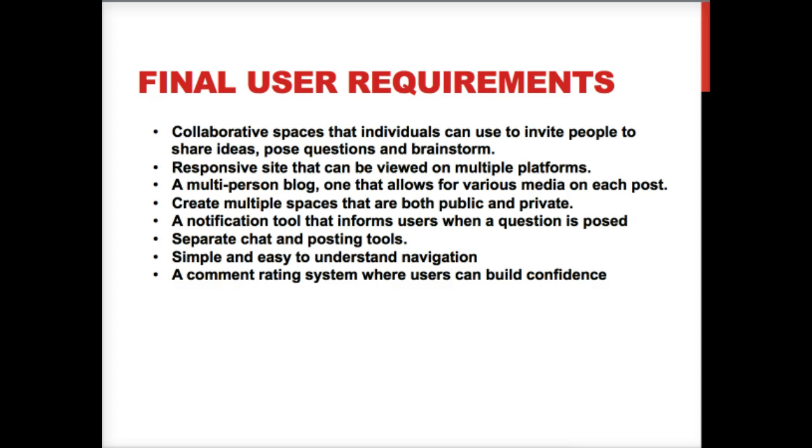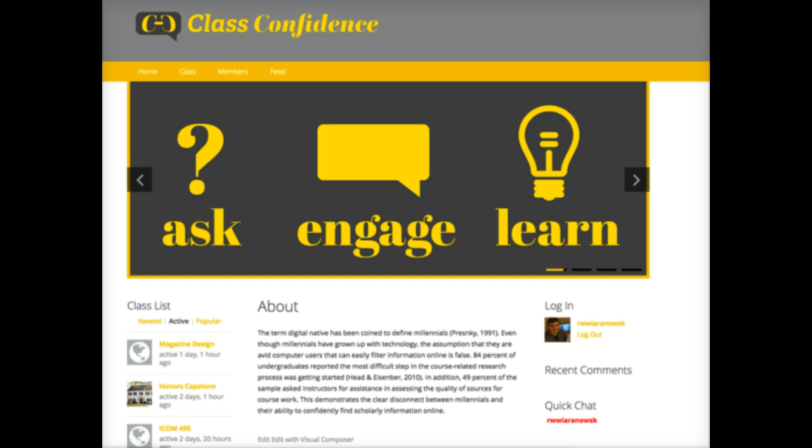So from here, I was able to make a list of user requirements that include collaborative spaces that individuals can use to invite people to share ideas, post questions, and brainstorm. A multi-person blog, one that allows for various media in each post, creating multiple spaces that are public and private, separate chat and posting tools, and you can see there are other ones there, but those are the main stepping stones.